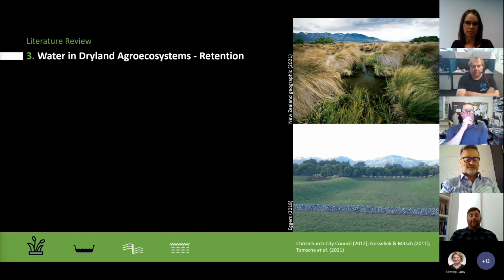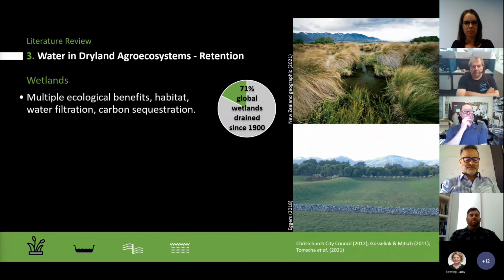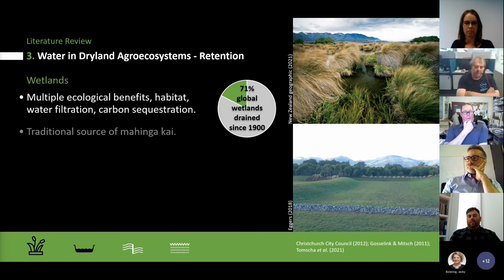Look at the methods of retention now. Wetlands. Wetlands have multiple ecological benefits. I can't list them all here, but relevant ones are habitat, water filtration, and carbon sequestration. And in New Zealand, wetlands have been a traditional source of mahinga kai, very important. However, 71% of global wetlands have been drained since 1900. So that's not sounding too good. So maybe get some more in there.